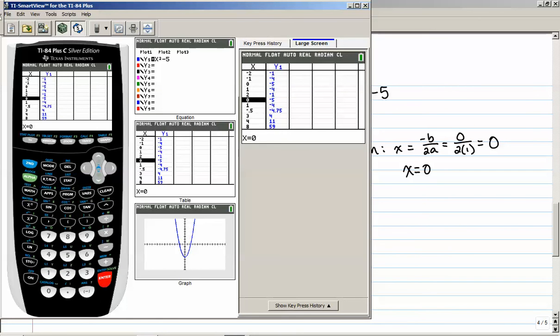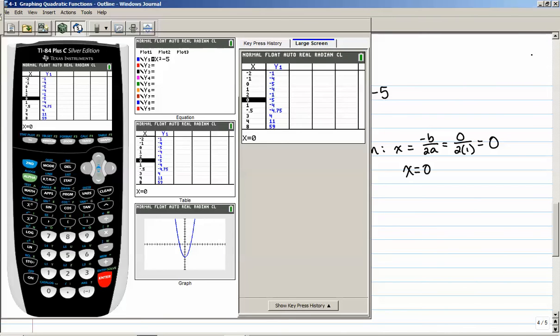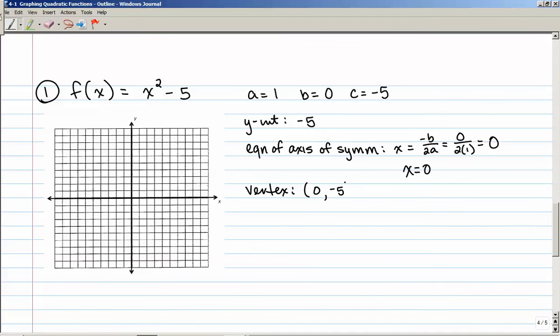So I'm looking at -2 through 2, and when x is 0, y is -5. This is actually one that isn't too difficult to calculate by hand, but we will be using the calculator here. Since a is a positive number, greater than or equal to 0, that means my parabola is going to look like this, and the vertex is going to be a minimum. And the minimum value is the y value at that point, so my minimum value is -5.